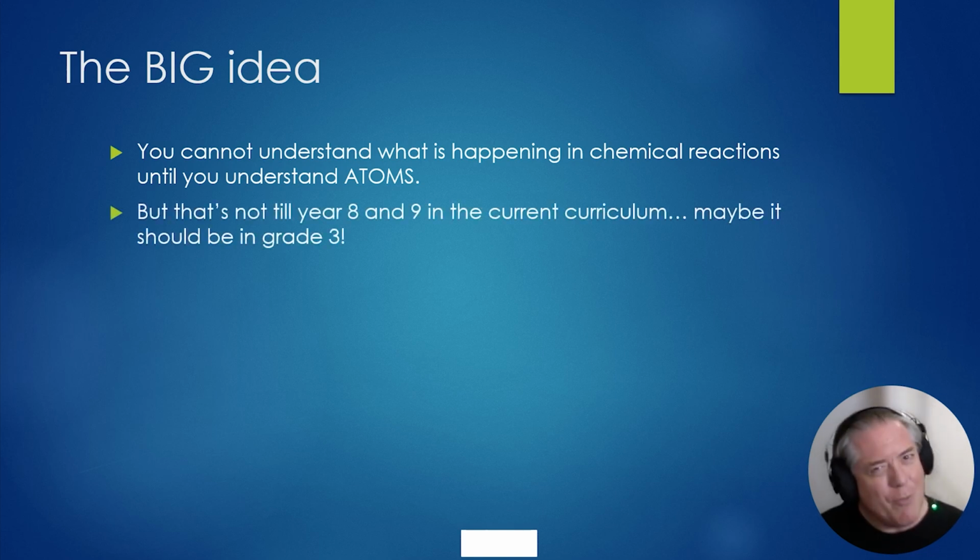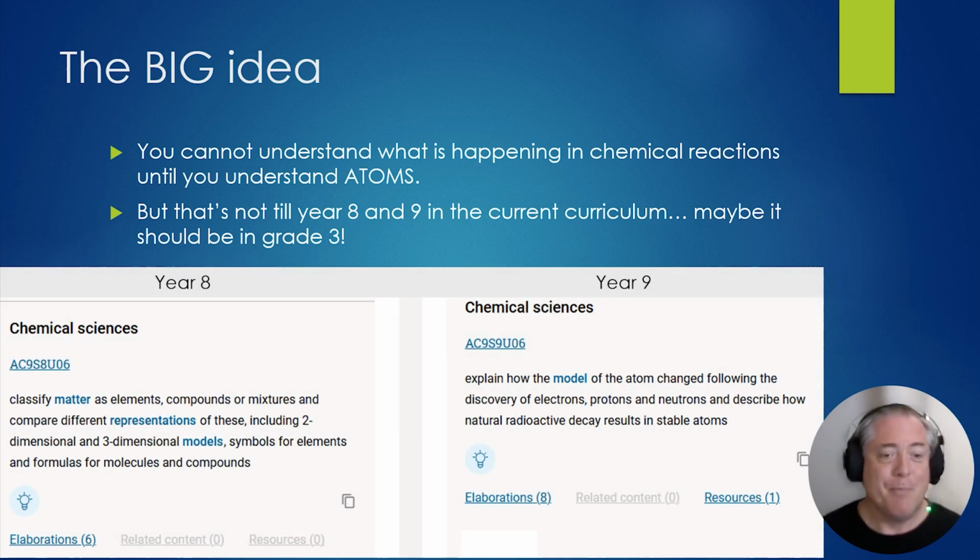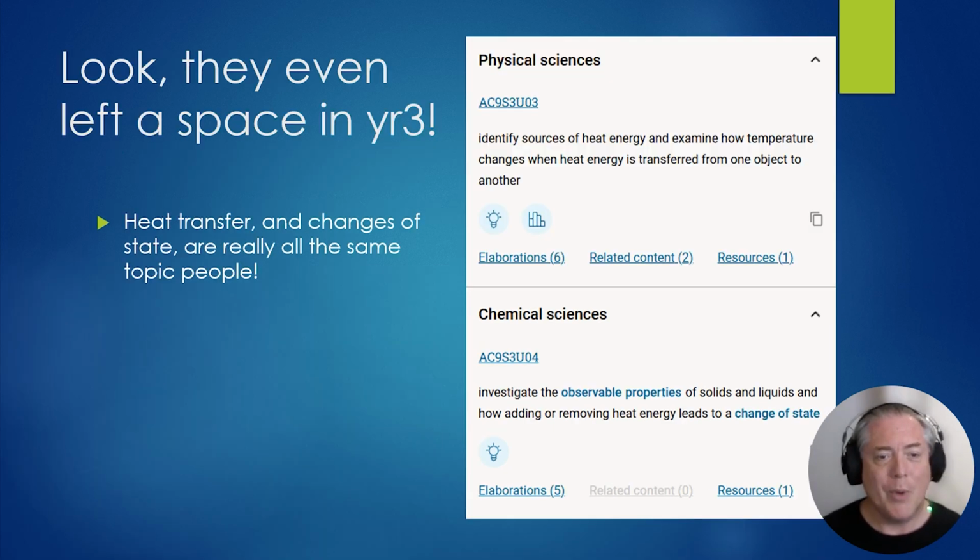But I have a bit of a problem. It's not until year 8 or 9 in the current Australian curriculum that we start to talk about atoms. Maybe it should be in grade 3. Here's the year 8 and 9, and that's when we finally actually use words directly related to atoms, like elements and compounds and mixtures.